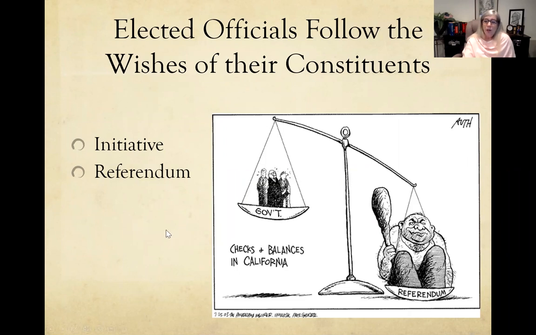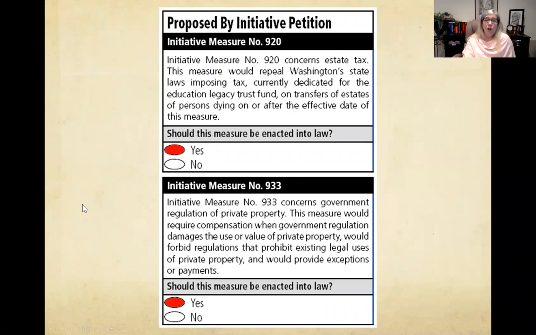All right, so it's where the people have a direct say-so. So here would be the initiative, right? The initiative is this. And this is in some state, I believe it may have been in California, or no, Washington state. It concerns the estate tax. This measure would repeal Washington state law imposing tax currently dedicated for the Education Legacy Trust Fund, and so on. So this is the idea, the initiative, and the act of voting yes or no would be the referendum.